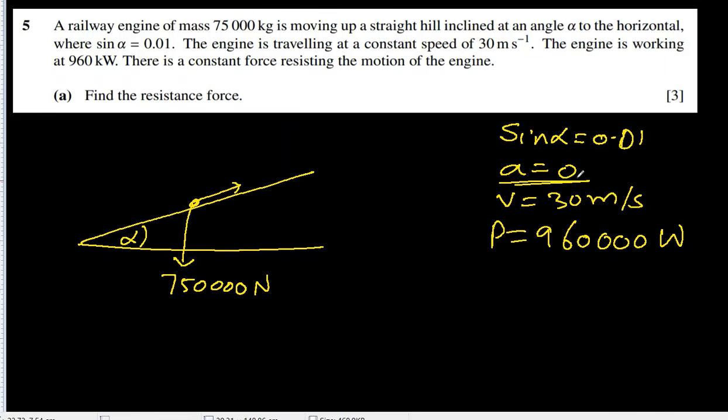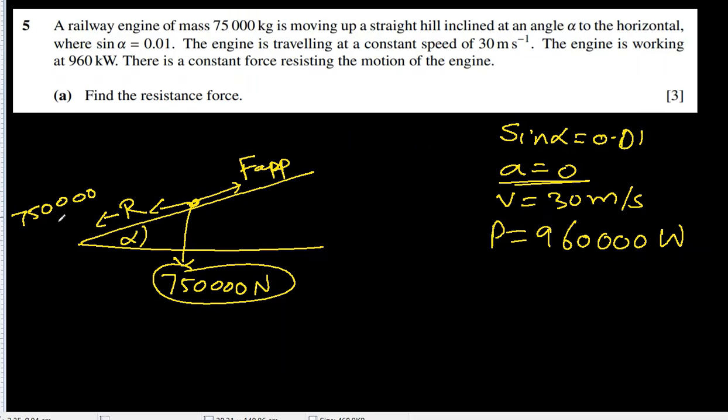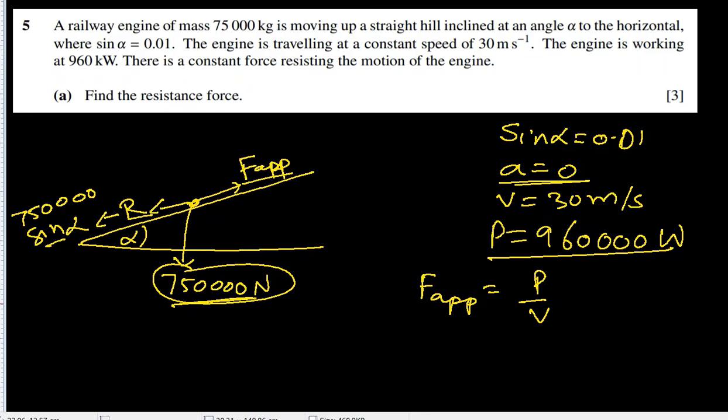Since acceleration is 0, whatever force is applied will be the same as the resistance force. So one resistance force is already known to us, which is the force because of gravity, and that will be 75 with 4 zeros and sine alpha. This is the y component of this weight downwards. There are two forces bringing it down, but there is an applied force upward by this power. And we know that force applied is power divided by the velocity.